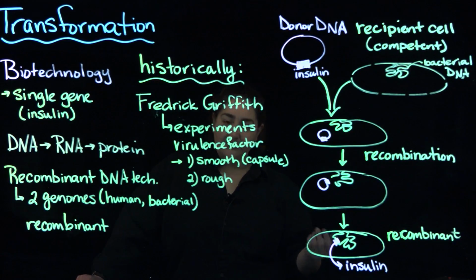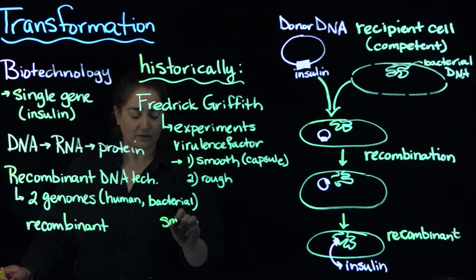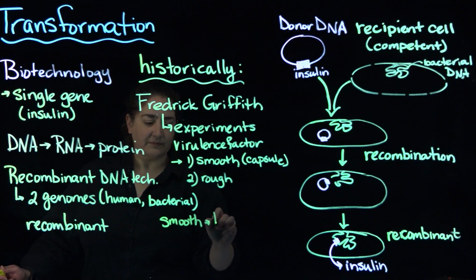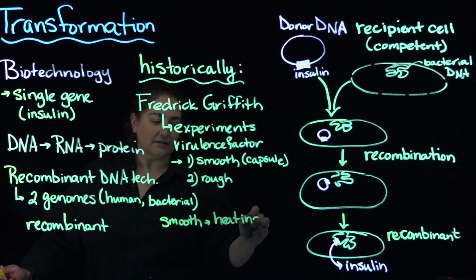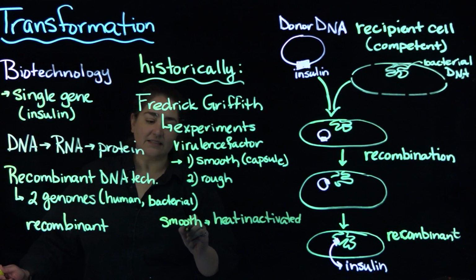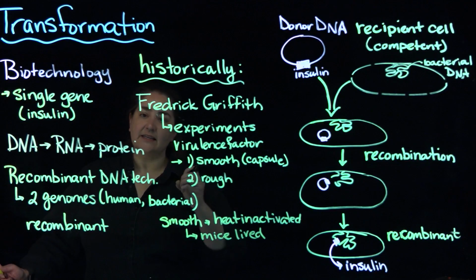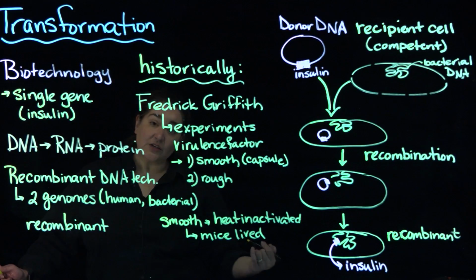So what he did is he took the smooth bacteria, heat inactivated it, and injected that into mice. And the mice did fine because by heat inactivating the bacteria, he had killed it. So the bacteria weren't making the virulence factor. He also wasn't able to culture bacteria back out. So he was essentially injecting dead bacteria.